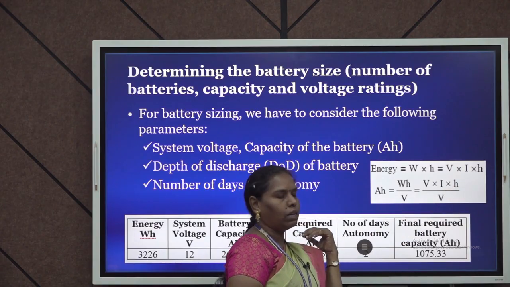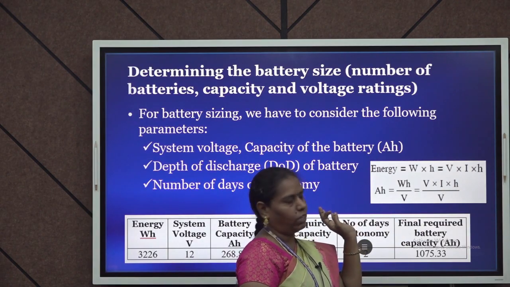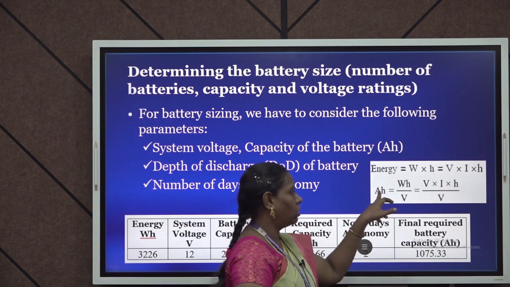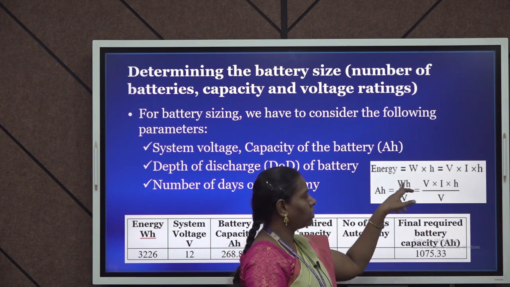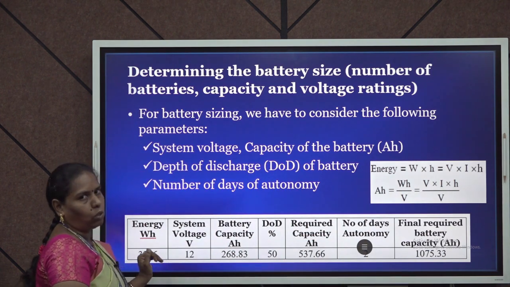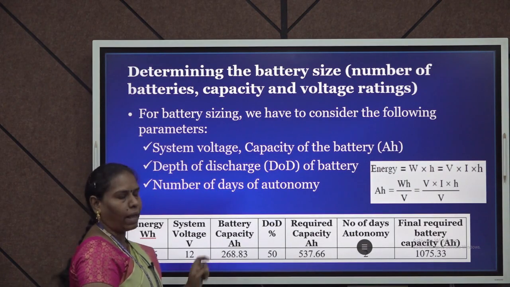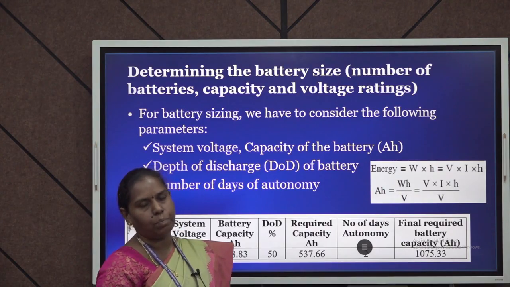So, we have the energy value as well as the system voltage value. So, we can find the battery capacity in amp hour. Amp hour is equal to watt hour, that is energy, divided by voltage. By substituting 3226 by 12, it gives a value of 268.83 amp hour. One more thing we have to consider in battery sizing.